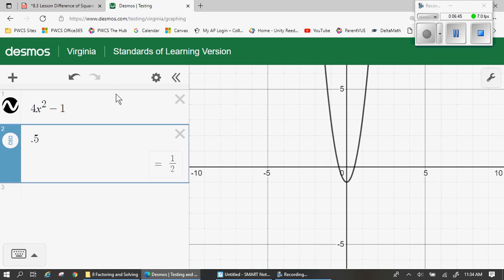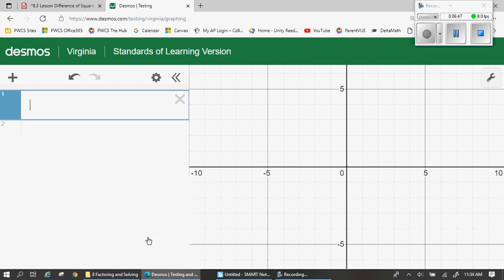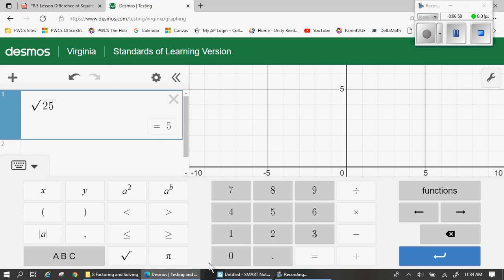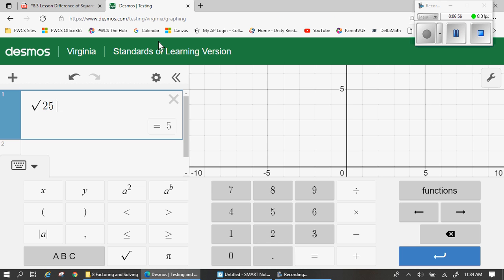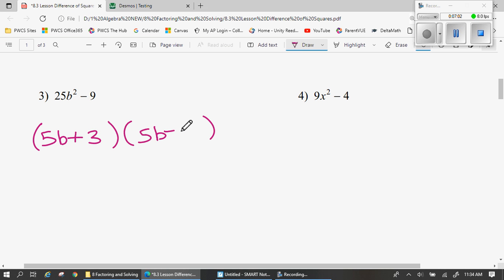And now I need to square root 25. Square root of 25 is 5. So we're going to have a 5 here and a 5 there. I'm going to square root 9. The square root of 9 is 3. Each of them gets a 3. And I have my expression factored without graphing, without doing any solving. I've just noticed that I'm subtracting two things that are perfect squares, and so I know that they have to have factors that look like this.